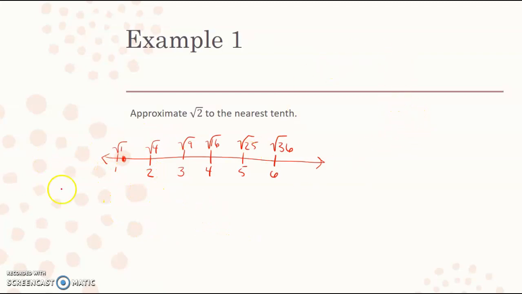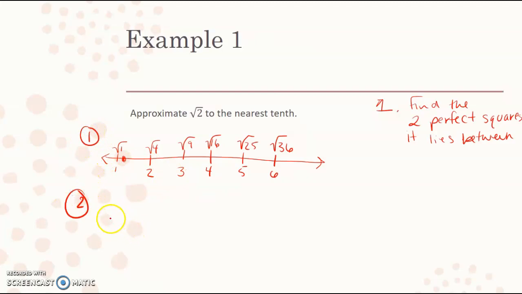What this first step was that we approximated: step 1. Find the two perfect squares it lies between. So we did that. We found out that it was between 1 and 4. Those are our perfect squares. So then what I'm going to do is make another number line. So this was step 1.